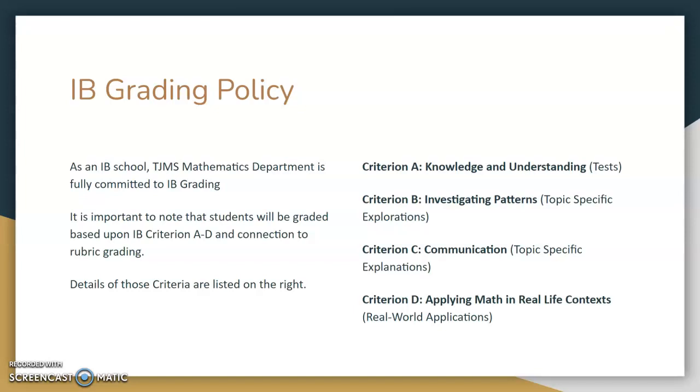With criterion B in geometry, it's investigating patterns. That's really the one that I find most students struggle with because they are exploring a topic rather than kind of using what they've learned to solve problems. Criterion C is going to be mostly proofs in geometry, and then criterion D is applying the math in real-life contexts.